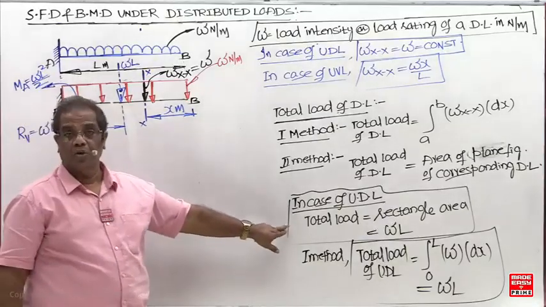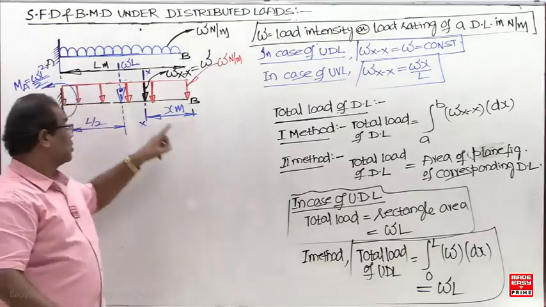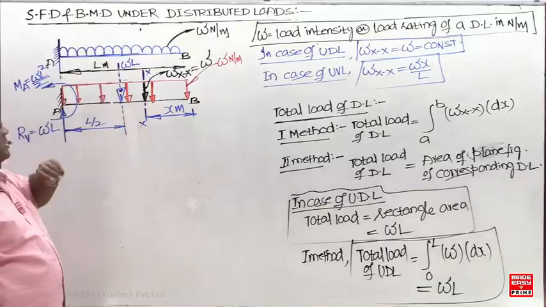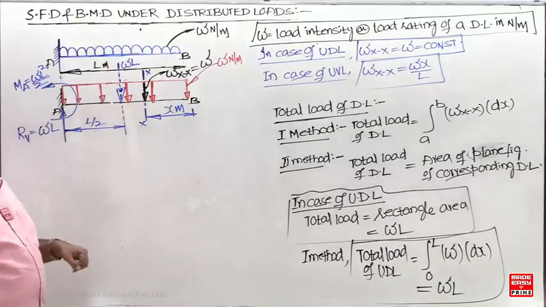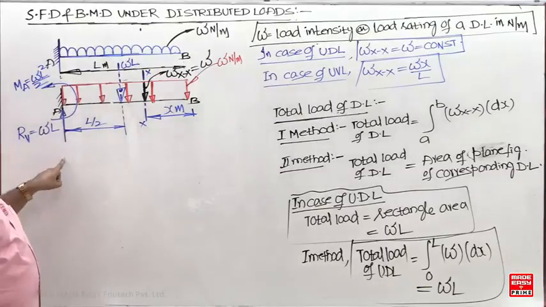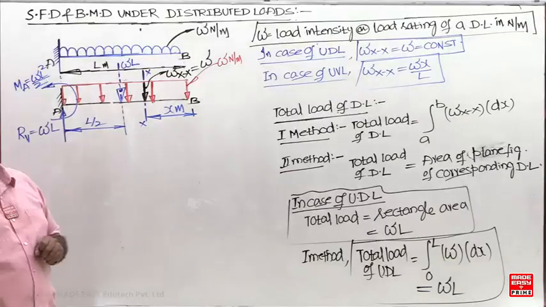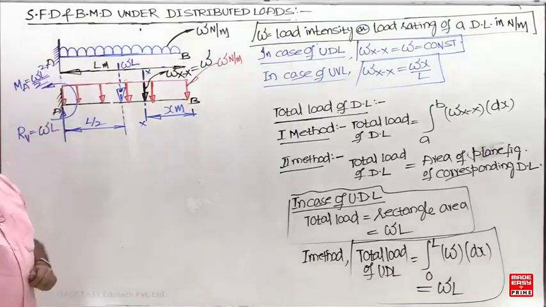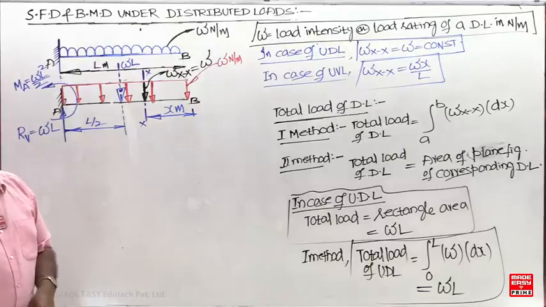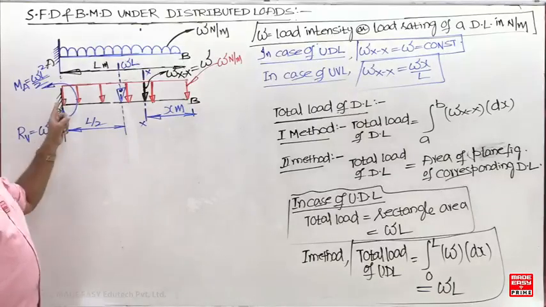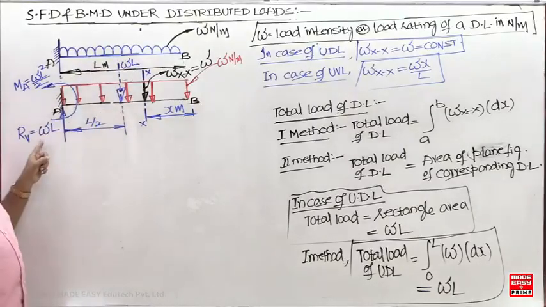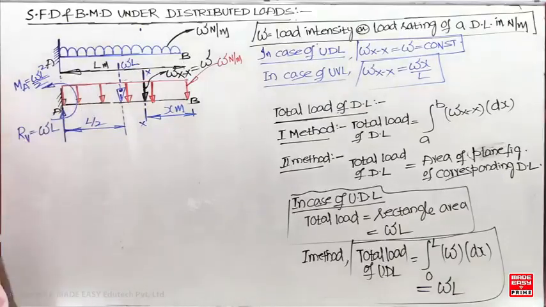After finding out the total load, represent it by a constant point load at the centroid, that is L by 2. Now find out the reactions. What is the vertical reaction? Net vertical load is WL downward, so the reaction should be WL upward. And what is the moment reaction? The net moment is WL into L by 2 clockwise, so this is going to be anti-clockwise.